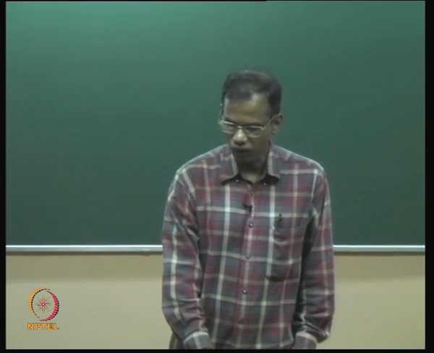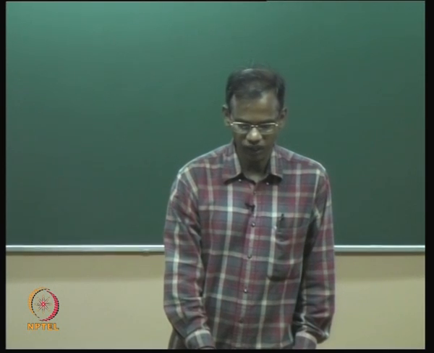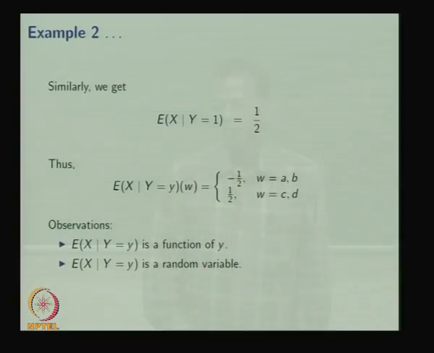Similarly, you can find out the conditional expectation of X given Y takes the value 1 the same way. Now, I can write it in the compact form: the expectation of X given Y takes the value small y, for all the possibilities, is going to be minus 1/2 if W is equal to A and B, and this is going to be 1/2 if W is going to be C or D. That means based on W, the value changes. W is nothing but the sample, W belonging to omega.